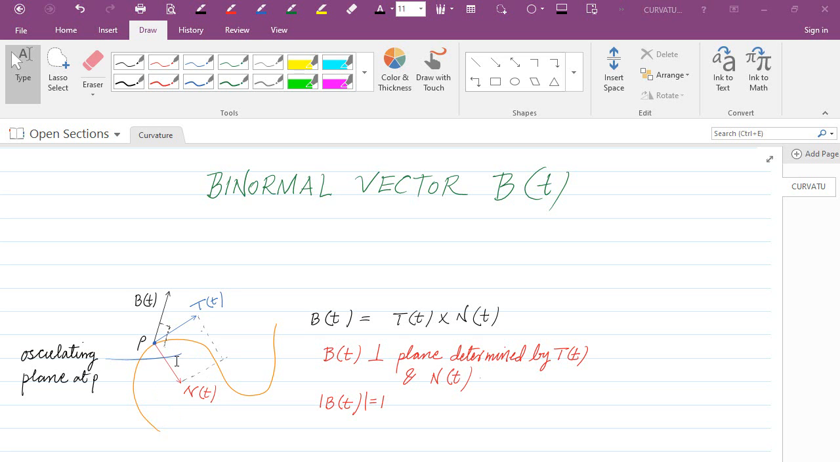So here is the picture. Let's say P is the point on the curve, and T of t would be tangent to the curve at P, and recall that N of t is perpendicular to T of t, and N of t has the same direction as T prime of t, and B of t is perpendicular to the plane spanned by T and N.